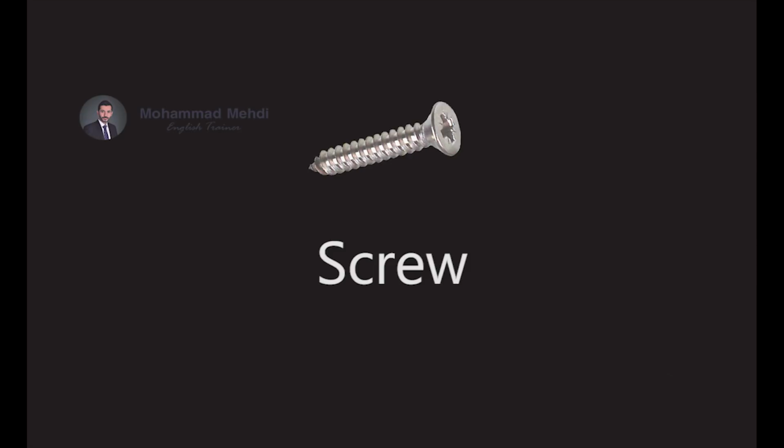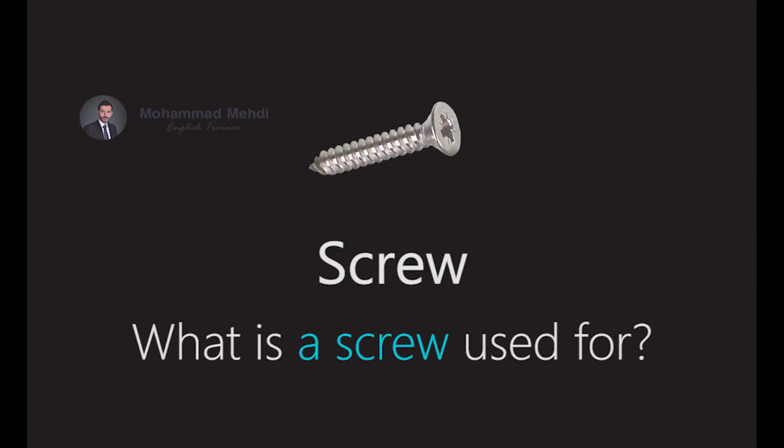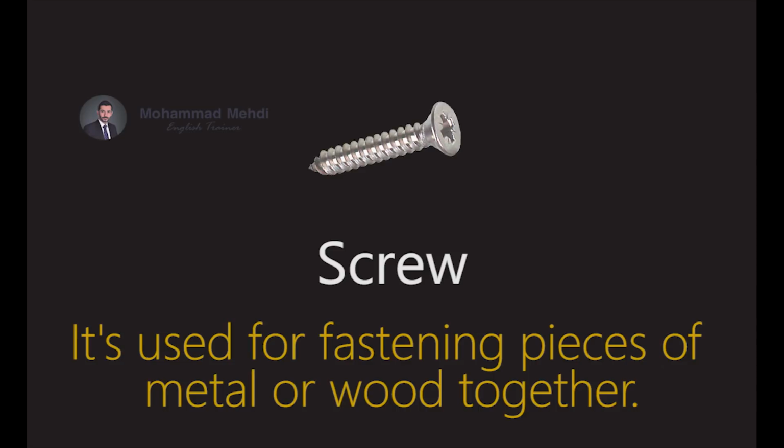Screw. What is a screw used for? It's used for fastening pieces of metal or wood together.